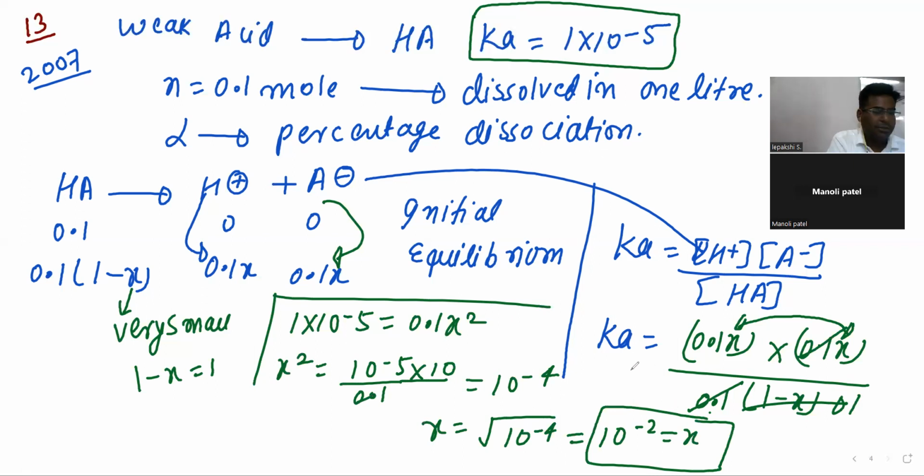So this is your degree of dissociation. If you want the percentage, then multiply with 100. So x percentage will be 10 raised to minus 2 into 100. So this and this will get cancelled. So it will be 1% only. So how much HA dissociated for the weak acid? Only 1% of 100 moles.